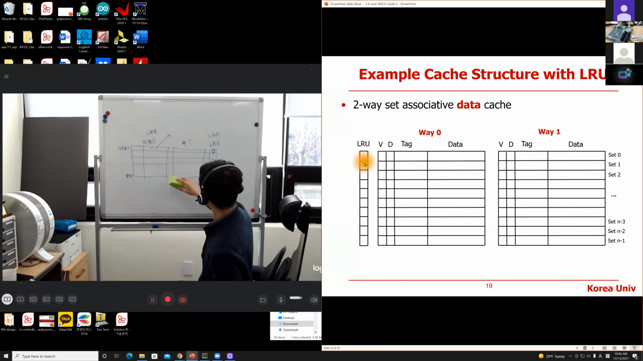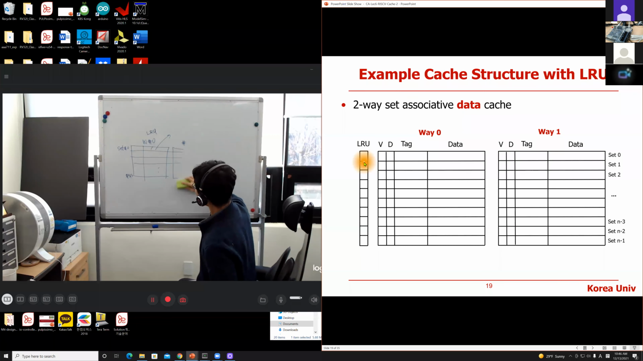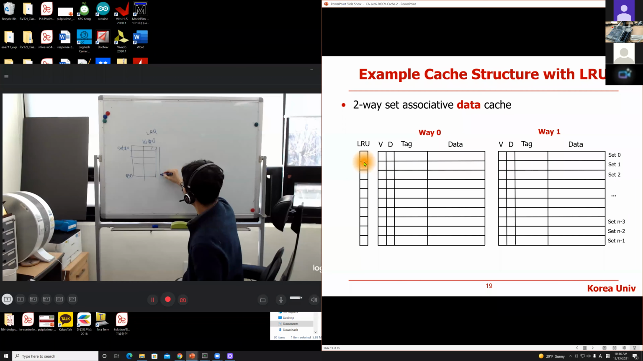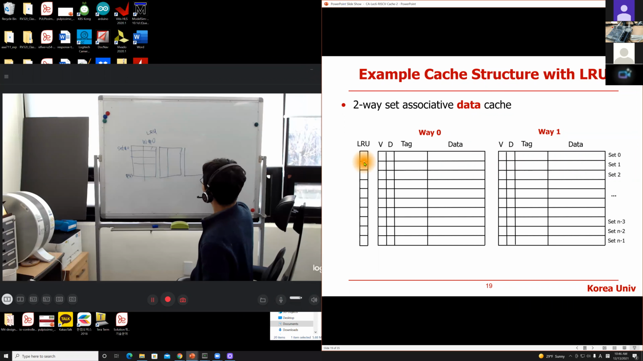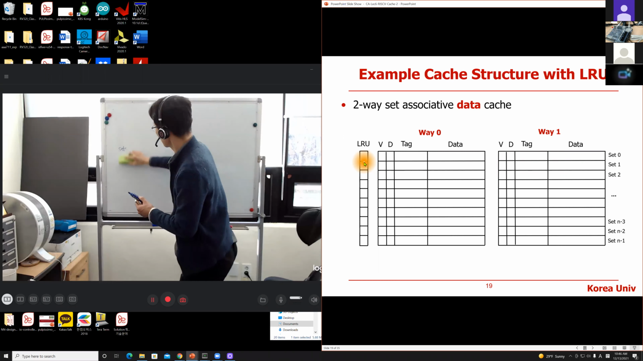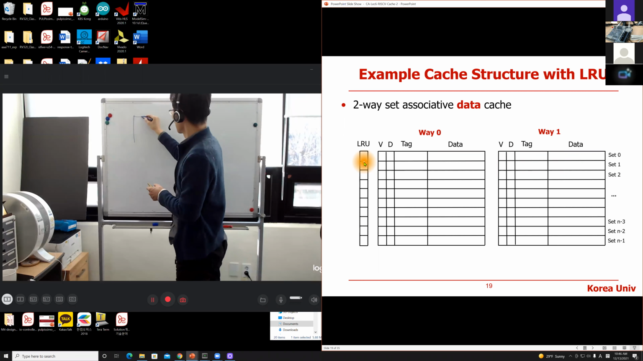But what if it is a four-way set associative cache? Let me do it like this. Let me use this space.